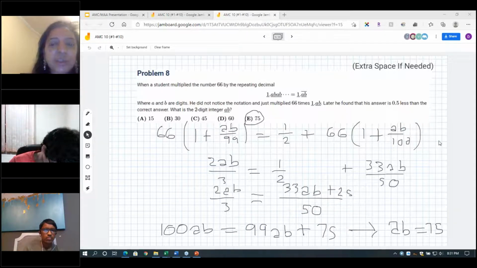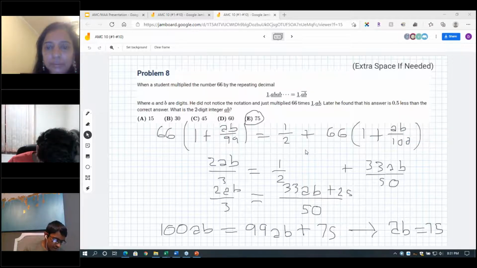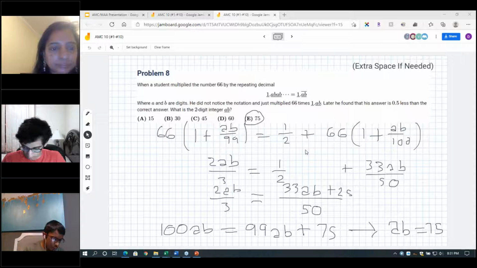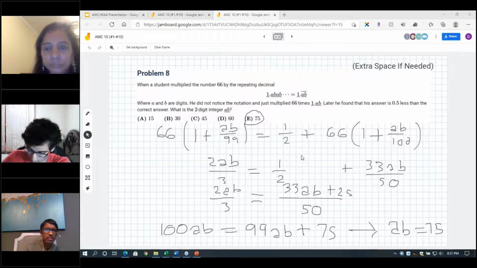There are questions like, why did you add half on the right side? Yes. So it says that his answer that he got, the 66 times 1 plus AB over 100, is 0.5 less than the correct answer. The correct answer is 66 times 1.AB over 99. Because the answer that he got, which is wrong, is half less than the correct answer, if I add 1/2 to it, I should be able to get the correct answer. And then I can just have this equal sign and then solve for AB.